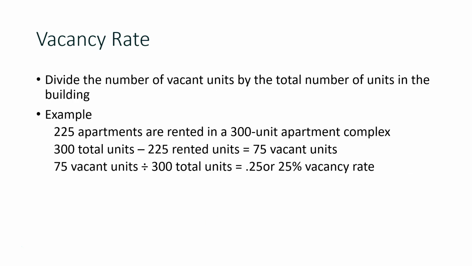On the other foot, we can say what percentage are vacant. If we look at an apartment complex of 300 units and we know that 225 are occupied, then we can see that 75 are vacant, and therefore if we divide the 75 by the total number of units, we get a 25% vacancy rate, which obviously gives a 75% occupancy rate.